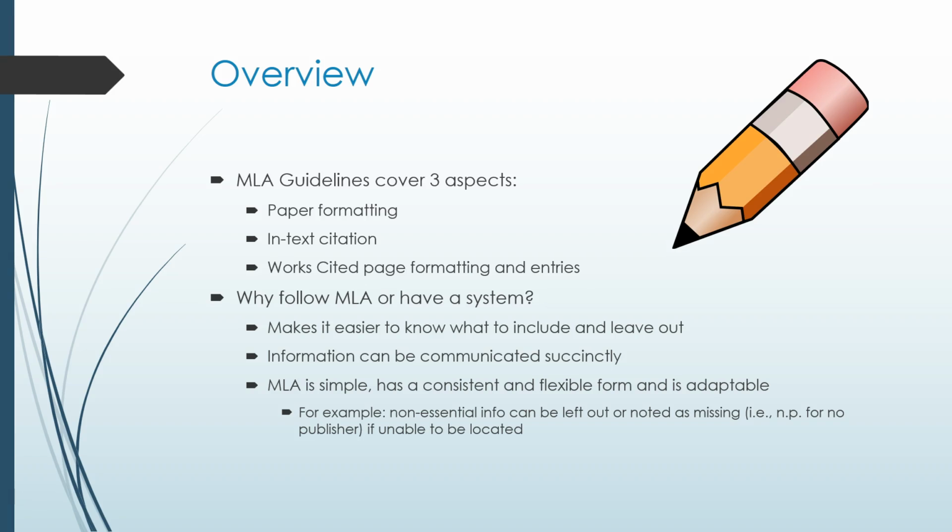MLA is also nice because it's flexible. When your source does not have a piece of information you need for your entry, one easy solution is to skip that piece and move on to the rest of the entry. Another solution might be to use traditional abbreviations to show that information is missing, such as NP for no publisher, NPAG for no page numbers, or ND for no date.